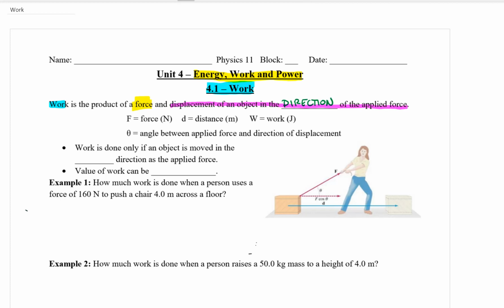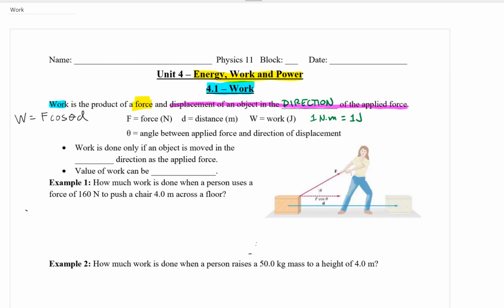So mathematically we can write that as W = F cosine theta D, where F is the force, D is the distance, and W is work in joules. If you're wondering why you have joules there, well, that is the standard unit of work as well as energy. So 1 Newton meter is just equivalent to 1 joule.